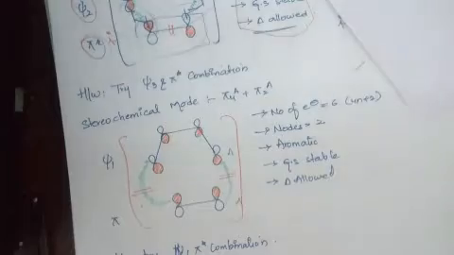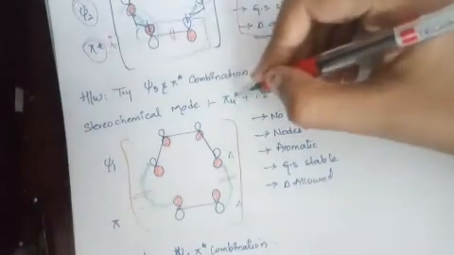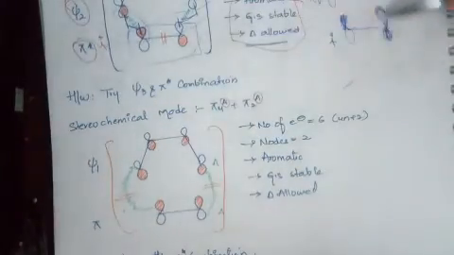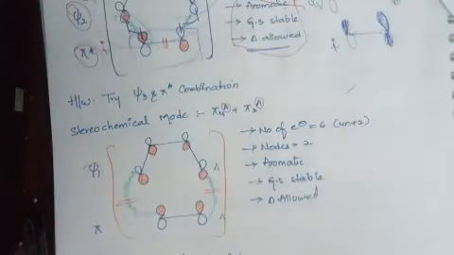Here we are seeing the next stereochemical mode. Here I am taking the stereochemical mode, that is pi 4 Antara plus pi 2 Antara. Here I am taking the Antara type of fashion. Here also the first example I am explaining is sigma 1 and pi, as I did in the previous video.